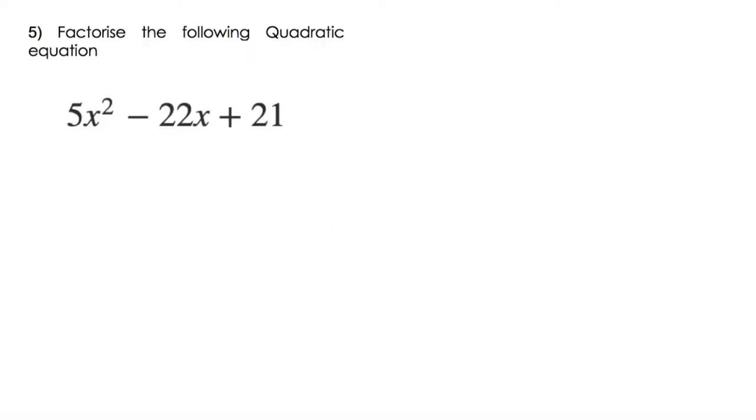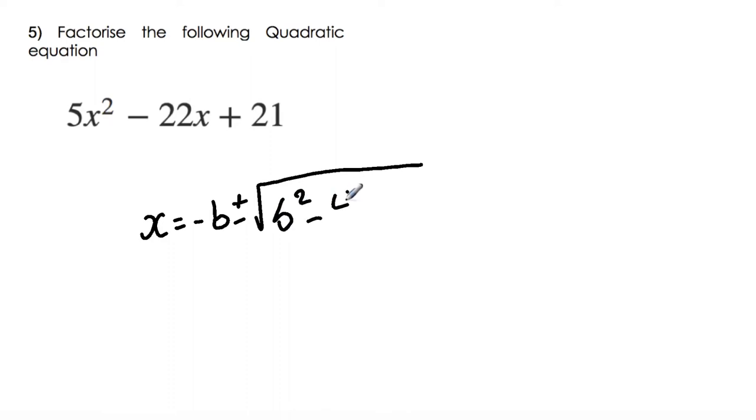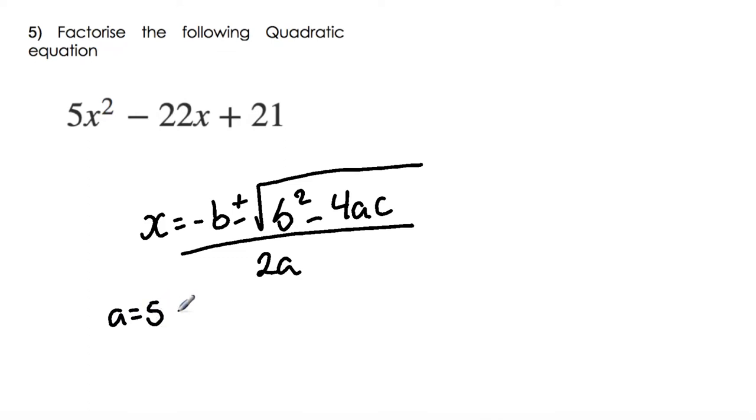Question 5. Factorise the following quadratic equation, 5x squared minus 22x plus 21. To answer this question, we're going to be using the quadratic formula. So it states x is equal to minus b plus or minus the square root of b squared minus 4ac, over 2a. Our next step is to identify the terms a, b and c. So a is 5, b is minus 22, c is 21.